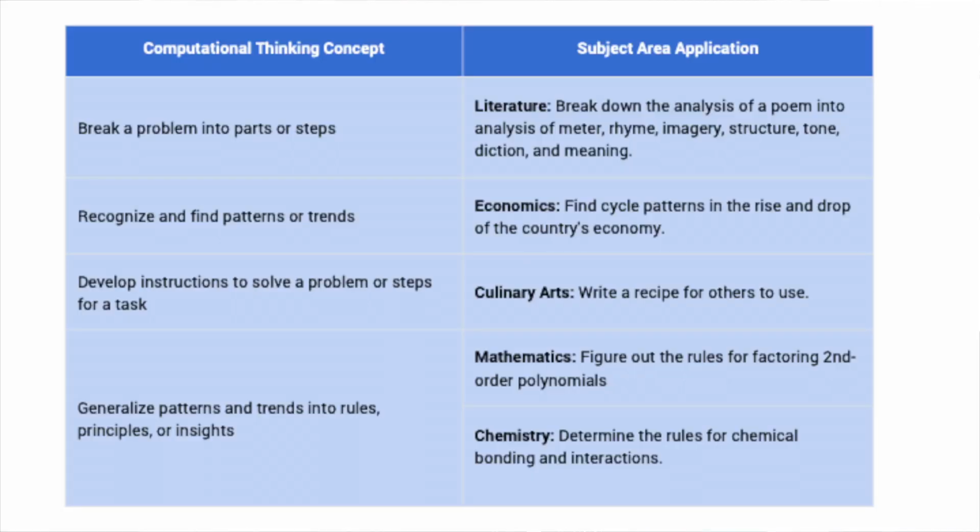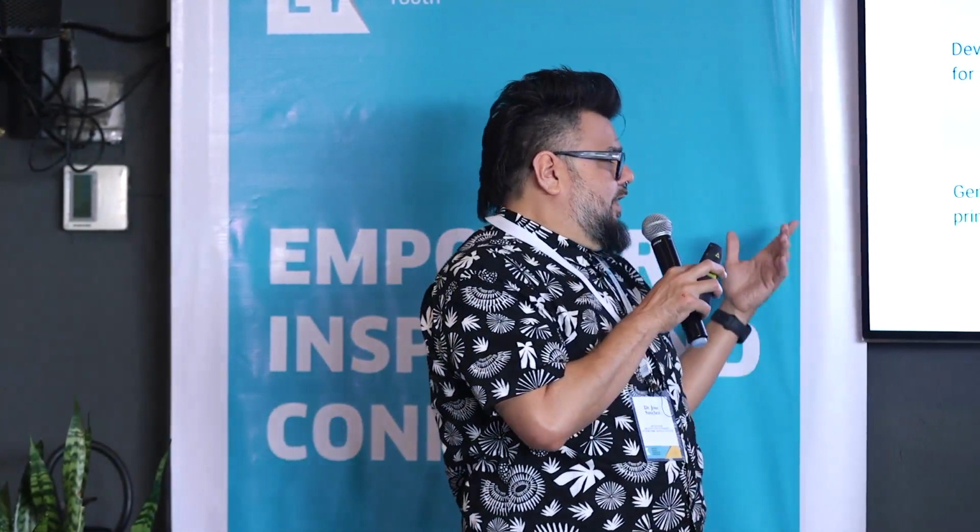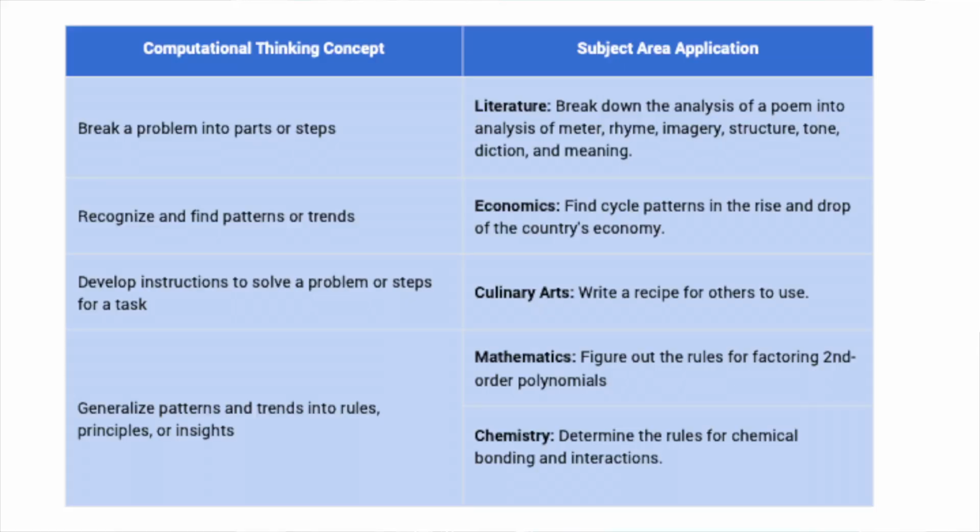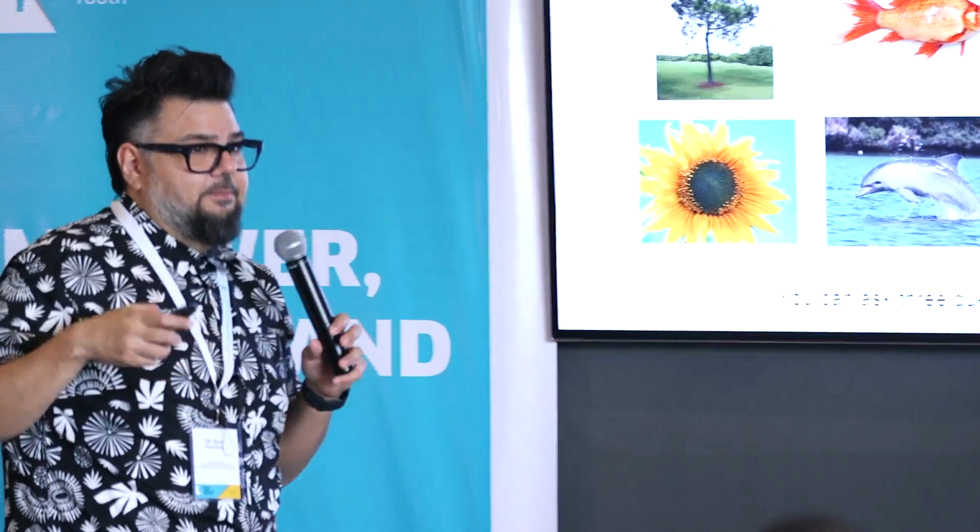Developing instructions to solve a problem, or different steps. You can look at the culinary arts as a great example. Following a recipe to bake bread, following a recipe to do anything else. Also, generalizing patterns and trends into rules or principles or insights. We could look at chemistry, where we have to really find out the combination of elements in order to have some type of chemical reaction. And we can look at mathematics, figuring out rules and factoring for second-order polynomials. So computational thinking applies anywhere.